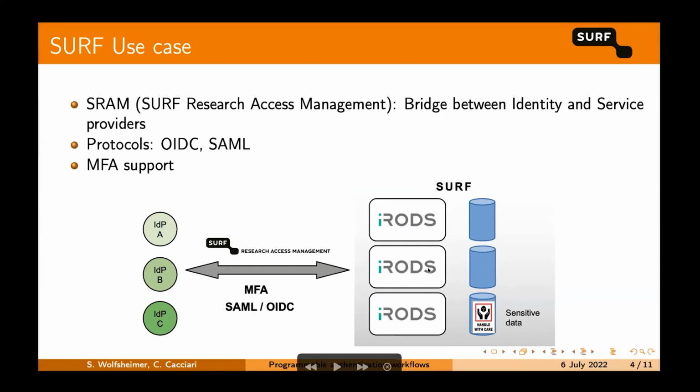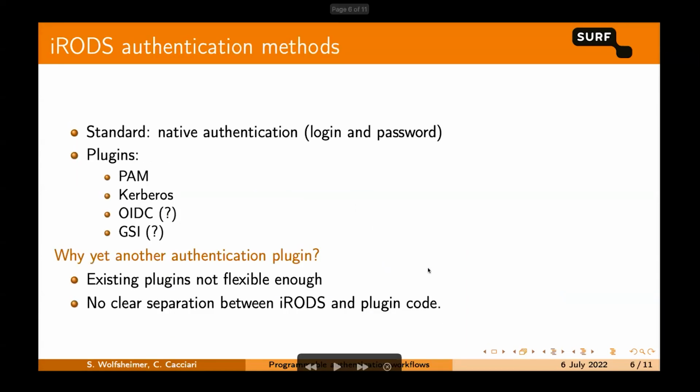iRODS already supports some authentication methods, like native authentication, which is just a username and password stored in the iRODS database, but it has various others like PAM and OIDC, which I learned today is not maintained; the code is there, but it's not maintained. And the question arises why we need additional methods.